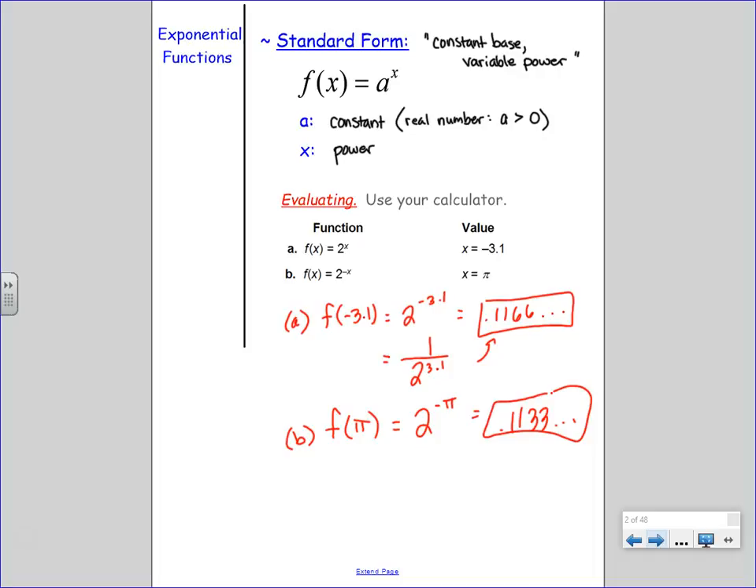Why are they so close? Oh, that's right. Who is pi again? 3.1415926, etc., right? Okay. Exponential functions grow as long as their powers are positive. They shrink when their powers are negative just because of the nature of exponents. We're going to have to reveal those exponent rules, aren't we?